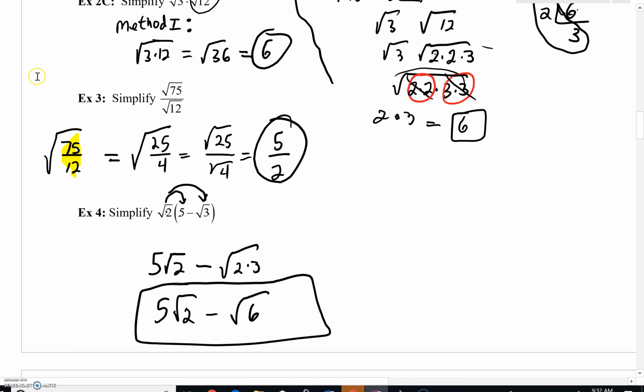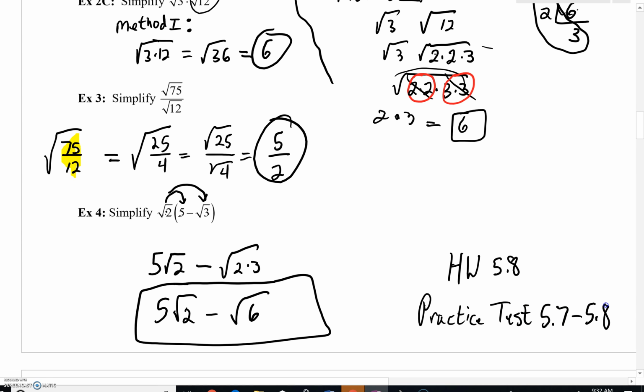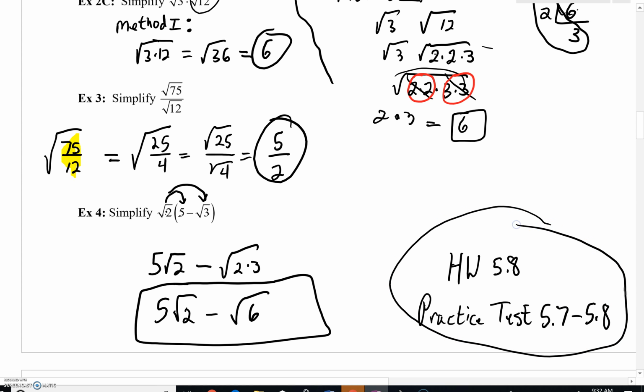So that is lesson 5.8. We're doubling up. It's a block day. So we've got homework 5.8. But we also want to look at practice test 5.7 and 5.8 as well. It's a nice long day. We can certainly do both of these.